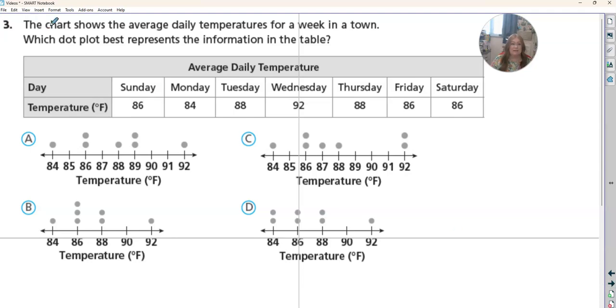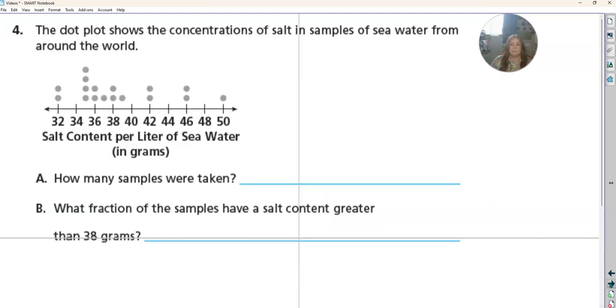Okay, next we have the chart shows the average daily temperature for a week in town. Which dot plot best represents the information in the table? So we can see here's the temperature every day, which is the dot plot that matches it. So right, I can see that there's a 92, there should be 192. I should have an 86, right? So just match and see which one is the correct dot plot.